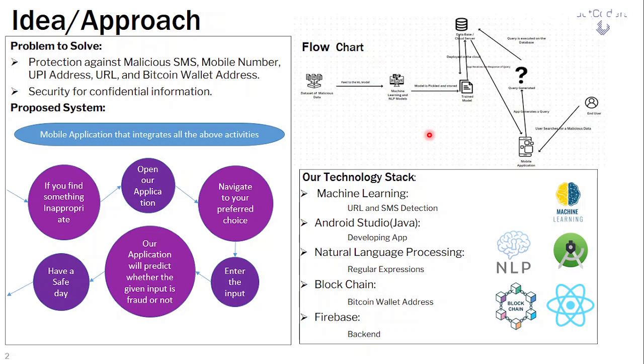Now I would like to go through the technology stack that we have used in the mobile application. Firstly, machine learning for deploying models for URL and SMS detection, then Android Studio for developing our mobile application, natural language processing for generating regular expressions, blockchain for generating Bitcoin wallet addresses, and Firebase as the backend.